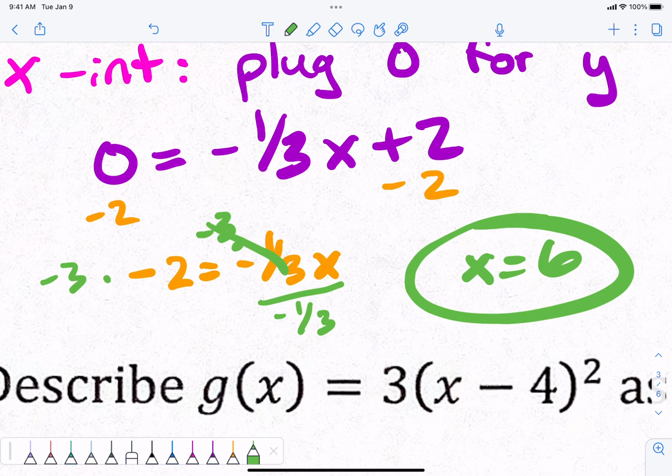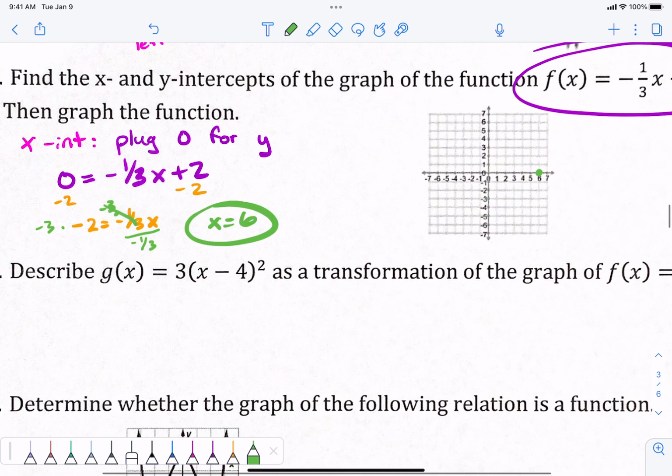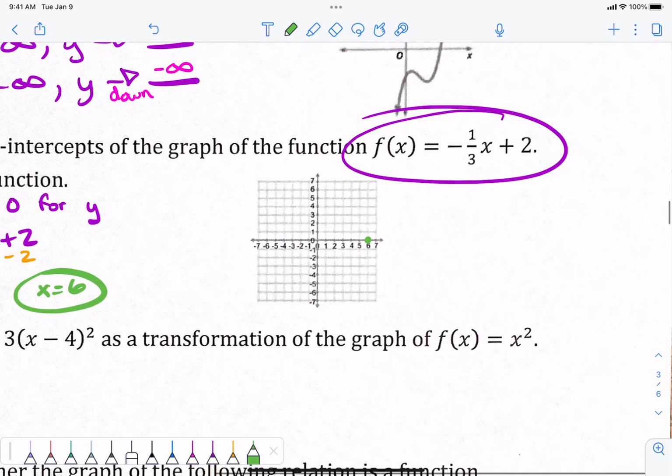So for the y-intercept, we plug in 0 for x. Negative 3 times negative 2 is 6. But negative 1/3 divided by negative 1/3 is negative 3? Dividing by negative 1/3 is the same thing as multiplying by negative 3. Okay.